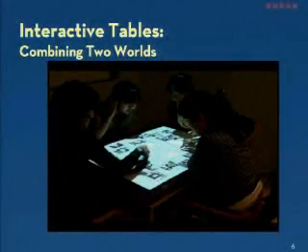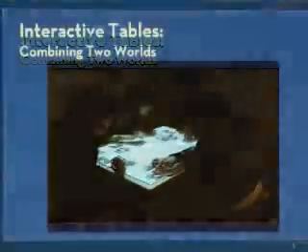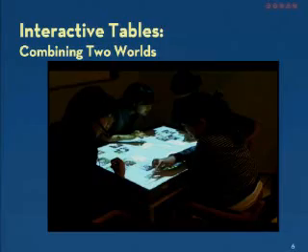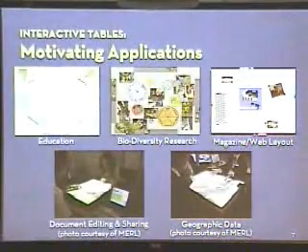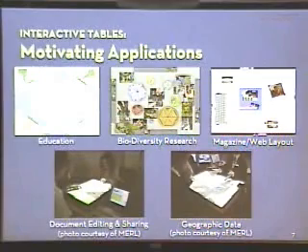Multiple people can all interact with the surface at the same time. They're all seated facing each other. The surface is large. This is the Diamond Touch device that you see here. There are a lot of applications that can really take advantage of this new technology. I'll give you a few examples here, some of which I'll talk more about later in the talk.